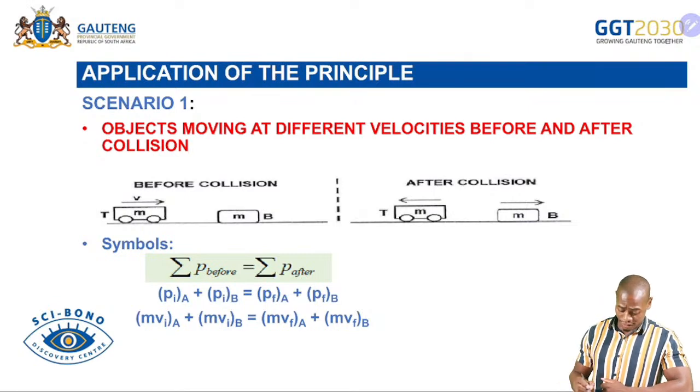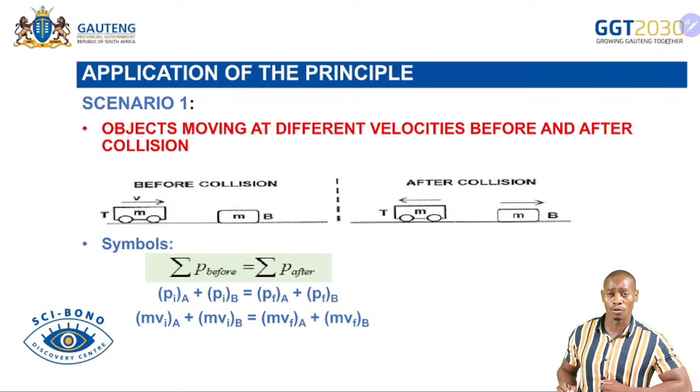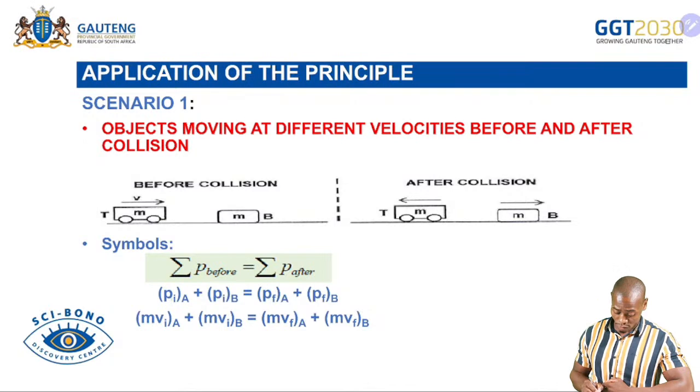So this is scenario number 1, where you can apply the principle of conservation of linear momentum. Before collision, objects move at different velocities. After collision, they also move at different velocities. Since they are moving at different velocities before and after the collision, you will have initial momentum of A plus initial momentum of B equals final momentum of A plus final momentum of B. Then we can expand that. That is scenario number 1.